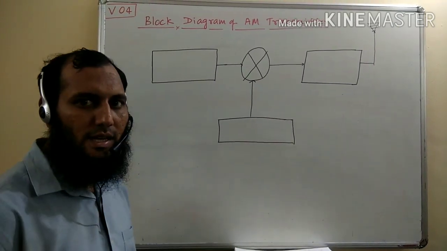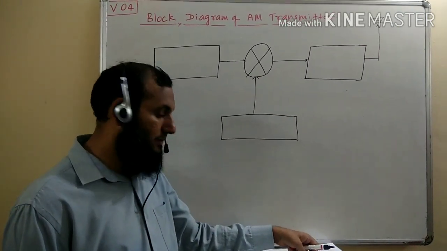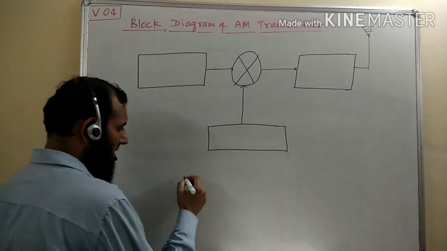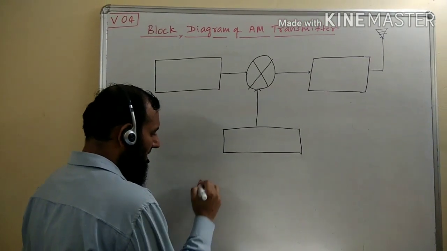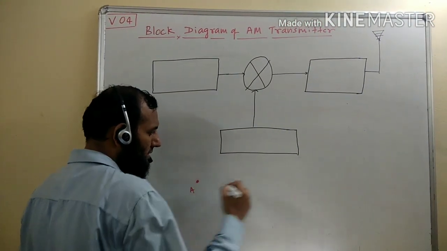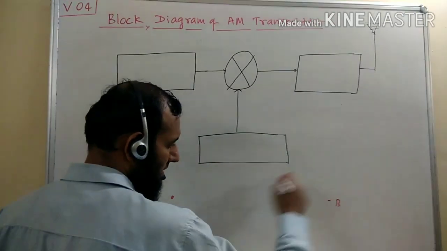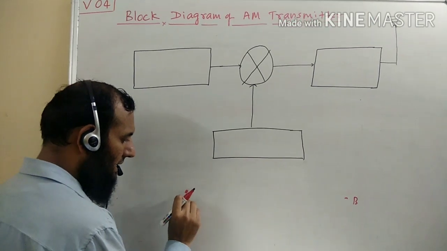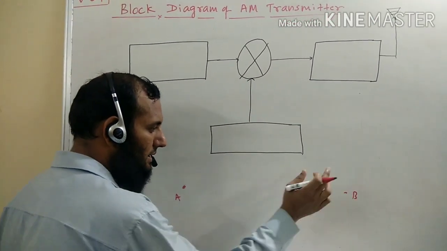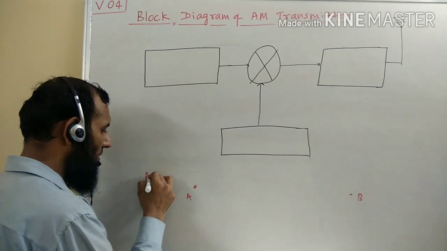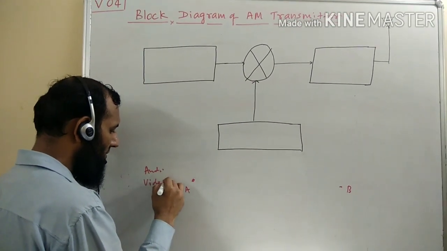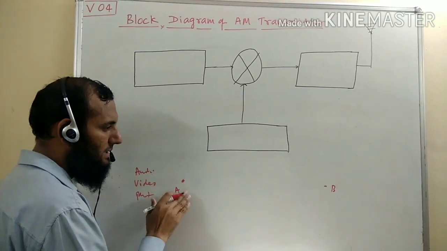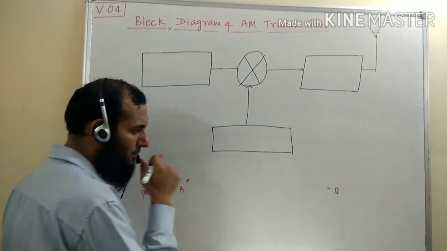Before studying the AM transmitter, let us go back to the basics, the first lecture, and see the definition of communication. Communication means transferring or transmitting a signal from one point to another point. That is the basic definition of communication. The signal can be anything: audio, video, or a photo. The signal has to be transmitted from one point to another point.